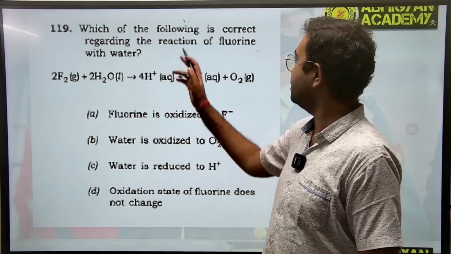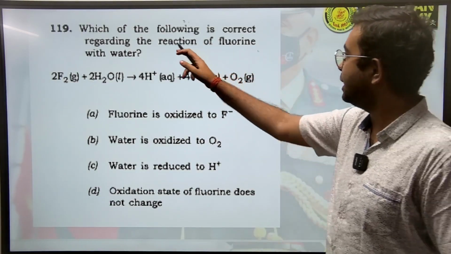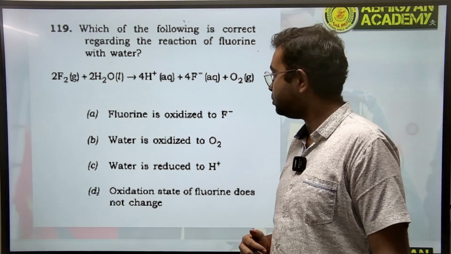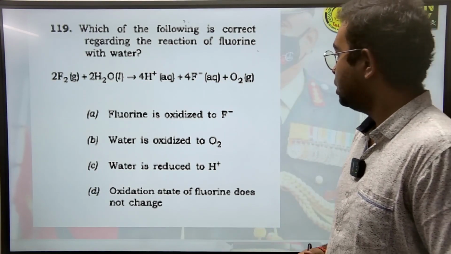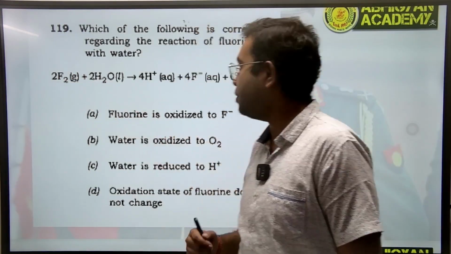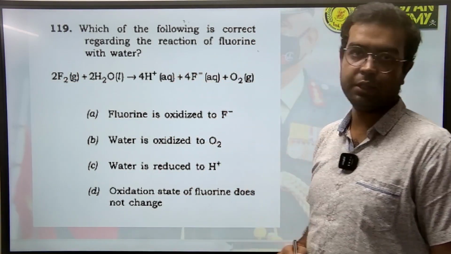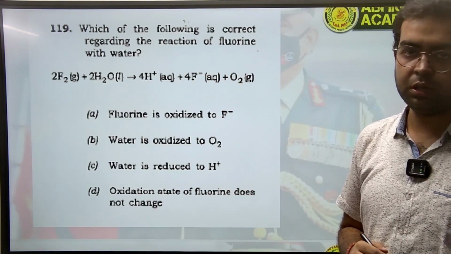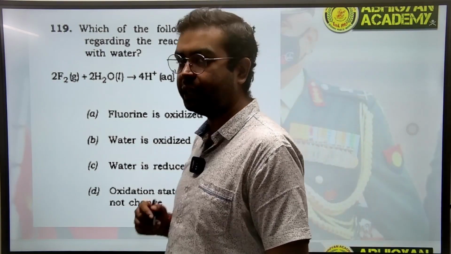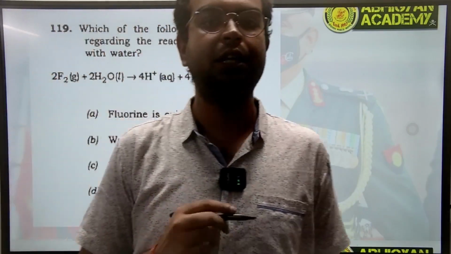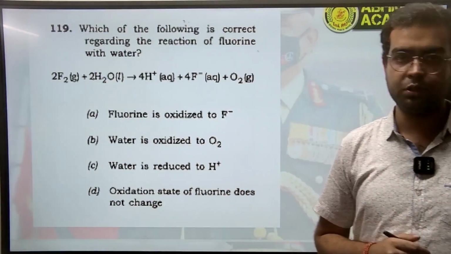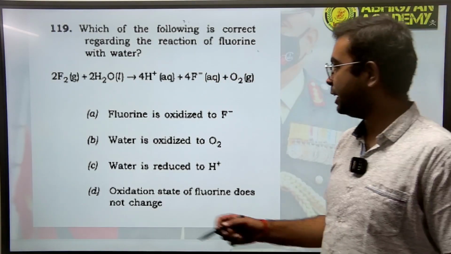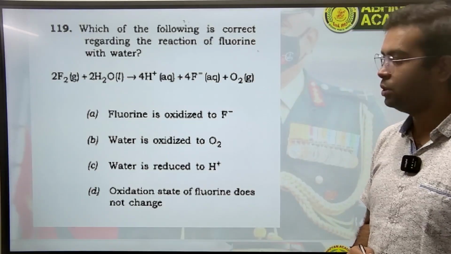Now look at this question. Which of the following is the correct statement regarding the reaction of fluorine with water? So now look here. If you see, F2 has become F minus here. So what does that mean? That means that fluorine has gained an electron. And gaining of an electron is nothing but oxidation. Oxidation means gaining an electron. Reduction means losing an electron. So fluorine has gained an electron here. It is getting oxidized. The correct answer is option A. Fluorine is oxidized to F minus.